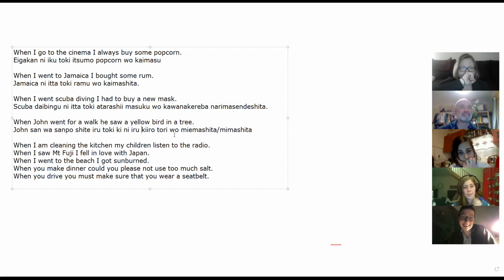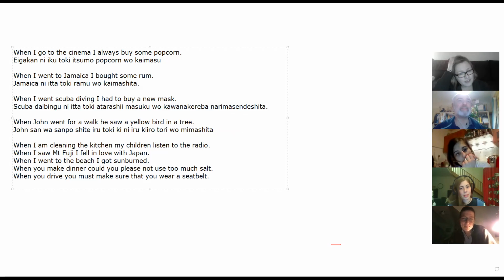John-san wa sanpo shiteru toki kiniiru kiro tori o miemashita. Can we make it a bit easier? Let's get rid of miemashita and just put mimashita in. Right. I've had to suffer reading this. Can you read it now, please, Louise?